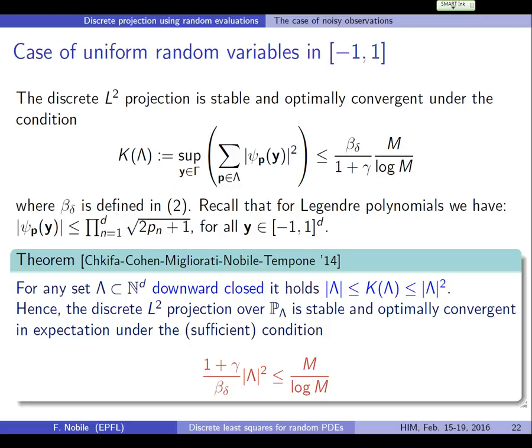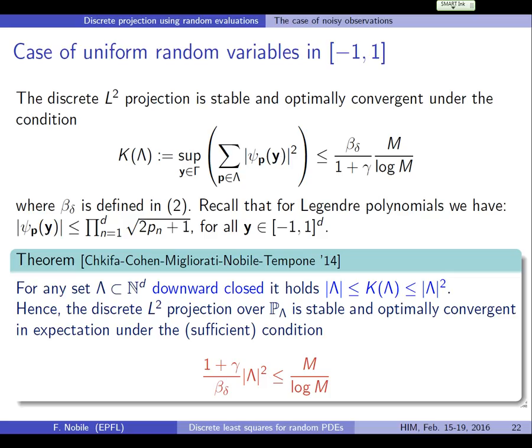So we can show that if we work on downward closed sets, no matter what set you pick in dimension d, and no matter what dimension, as long as it is downward closed, you can show that this constant is between the cardinality of Lambda and the cardinality of Lambda squared. Okay, so if you want to be sure, you just enforce that m is larger than the cardinality of Lambda squared, and this gives a stable reconstruction for any downward closed set, fixed a priori. Okay, so still non-uniform reconstruction.